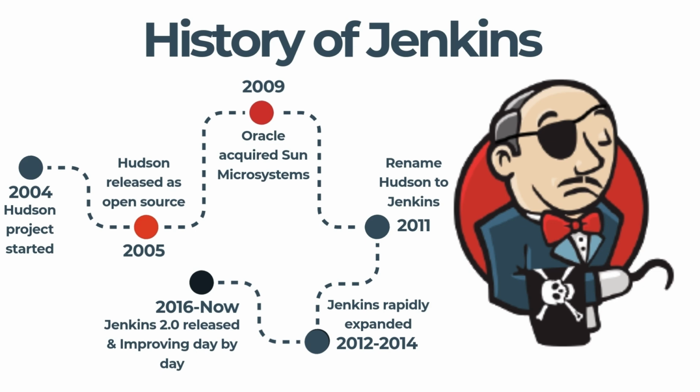open source project. From 2012 to 2014, Jenkins grew rapidly with thousands of plugins and became the most widely used CI/CD tool. In 2016, Jenkins 2.0 was released, introducing pipeline as code and a modern UI. Since then, Jenkins has continued to evolve, powering automation and CI/CD pipelines around the world.